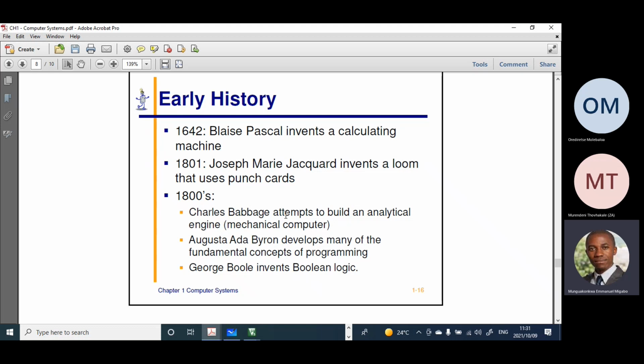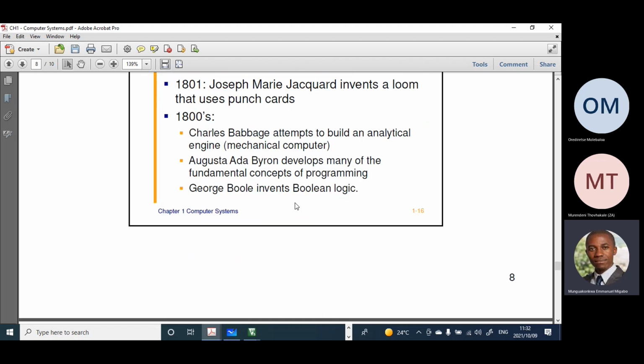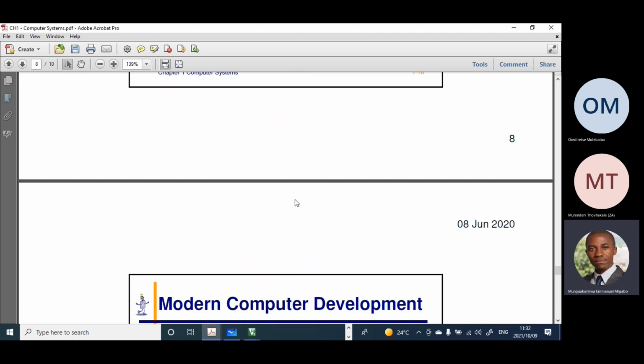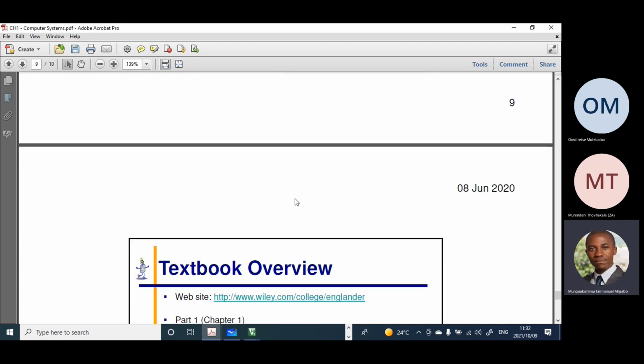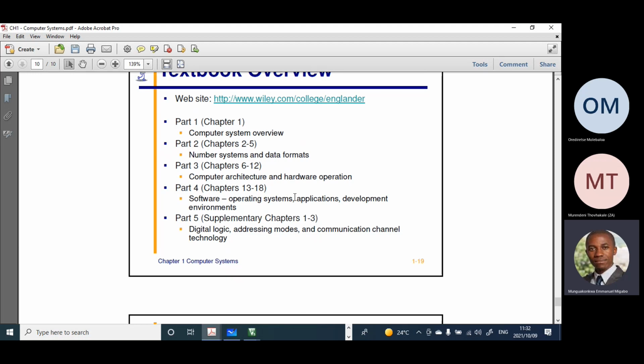I won't go into the history, but when it comes to the history of computing, it's traced back that this type of computing device was invented by Blaise Pascal, and that was more of a calculating machine, more of a calculator. And from there on, we went to punch cards, and we slowly got Boolean logic and programming languages, leading to the computers the way we know them nowadays.